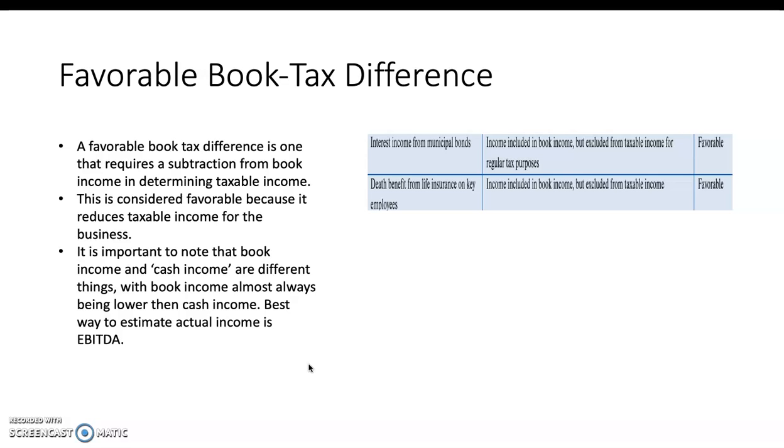And then on the right of the screen, I just have some examples of what this would be. So interest income on municipal bonds, income included in book income, but excluded from taxable income for regular purposes. This would be favorable. And death benefit from life insurance on key employees. Income included in book income, but excluded from taxable income. This would also be favorable.